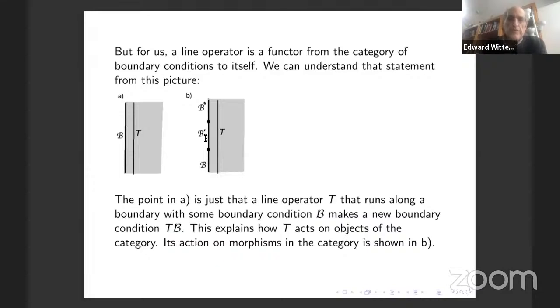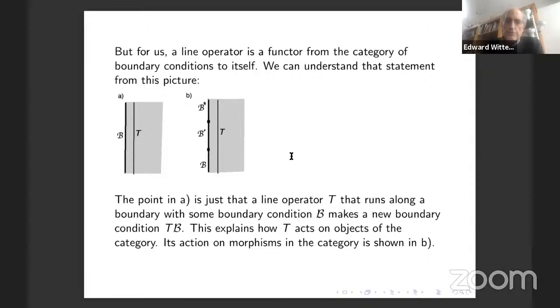But we also would like to know what it does to morphisms in the category. A morphism can be represented as a junction between two different objects labeling different regions of the boundary. Here, unfortunately, I've compressed a few pictures into one, but forget the T for a moment. The boundary has been labeled piecewise by three different segments, B, B prime, and B double prime. Three parts of the boundary are labeled by three different boundary conditions. And the junctions between those boundary conditions are morphisms in the category. And this picture is supposed to represent the idea that T acts not just on objects, but on morphisms between objects in a way that satisfies the axioms of category theory.